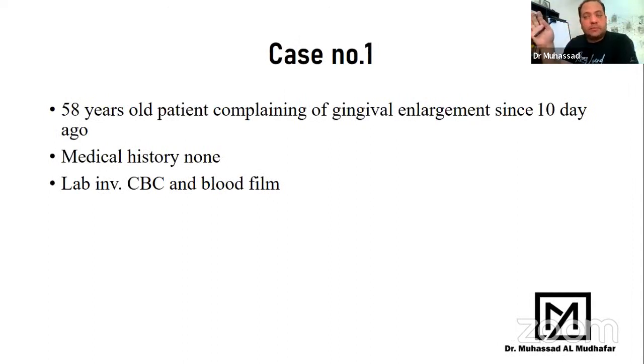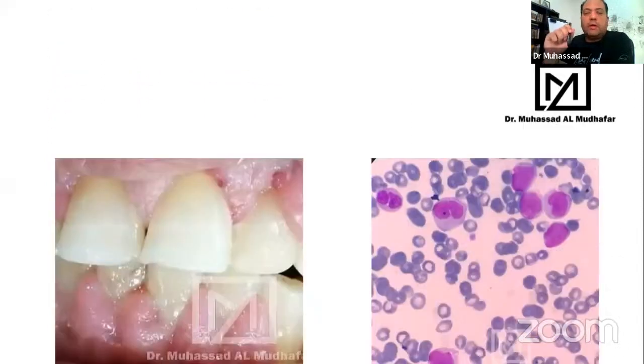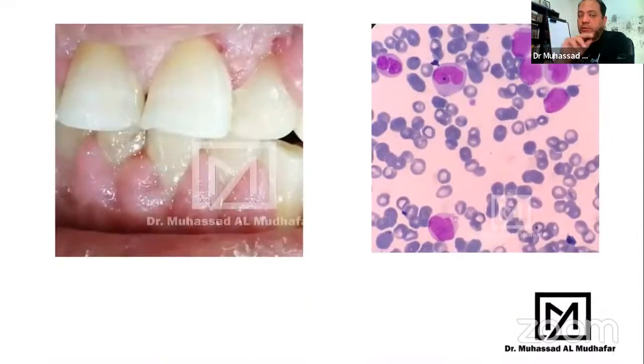Beginning with cases, so that we have clinical cases. Case number 1: a 58-year-old patient complaining of gingival enlargement since 10 days ago. Medical history is not known; the patient is yellowish. Lab investigation is only complete blood count and blood film. This is the role of complete blood count and blood film in the diagnosis of this case. This case has generalized gingival enlargement, a yellowish patient, fever and weakness, with gingival enlargement starting 10 days ago.